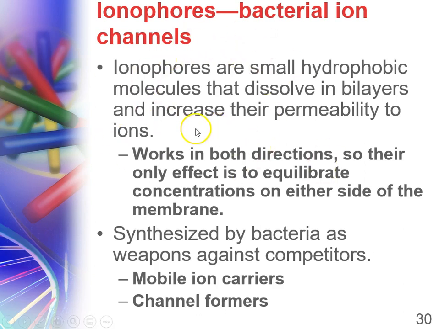So bacteria are able to make these ionophores. So these are small hydrophilic molecules. They dissolve in lipid bilayers and increase the permeability to ions, and they work in both directions. So they equilibrate concentrations of ions on either side of the cell. So this is another example of how bacteria have evolved; they have these weapons against competitors. You know, restriction enzymes are an example of that. So mobile ion carriers and channel formers are examples of this.